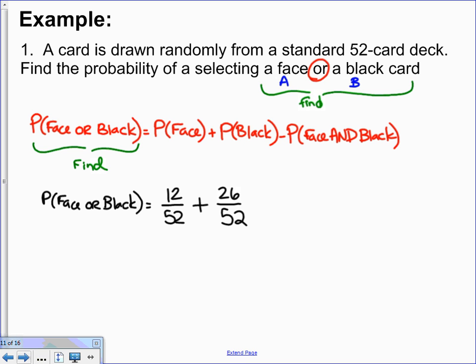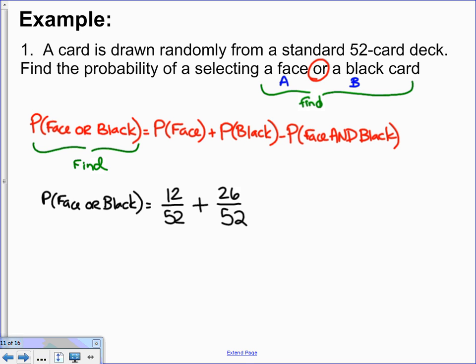Okay. So what that means is, I counted the jack of clubs twice, counted the queen of clubs twice, the king of clubs twice, and the same is true for all those face cards in the spades. But those cards only exist one time in the deck. So now it's my responsibility to subtract overlap. How many cards are face cards and black cards at the same time?